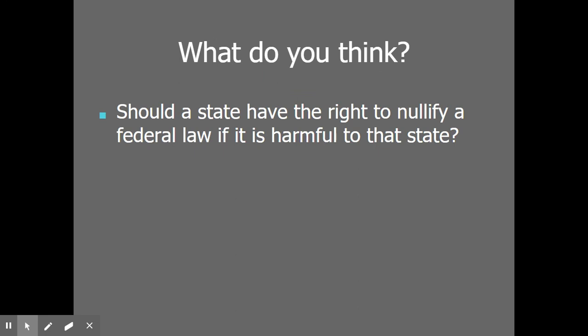So, what do you think? Should a state have the right to nullify a federal law if it's harmful to that state? Should states be able to do that? Can you think of any modern examples of that where states have fought back against following a federal law? Is that something that states should have the right to do, or should everybody follow federal law? Interesting thoughts, isn't it?